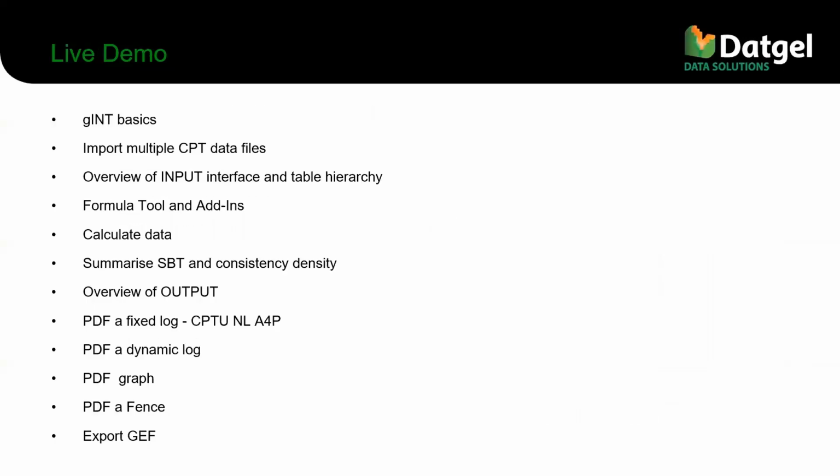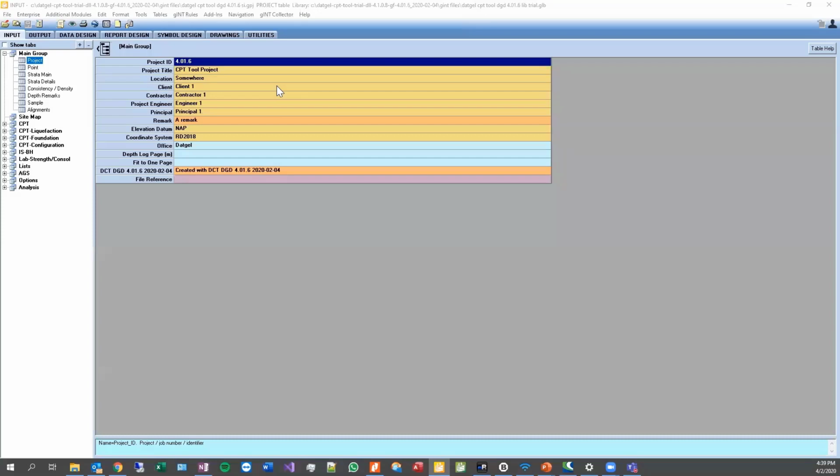So we're going to jump to GINT now. I'll drag it over and just open up the software. It's just sitting there. I'm going to open up this project database here. So first, let's just talk about what we're seeing on the screen. So this is the GINT application with the CPT tool library and example project open.